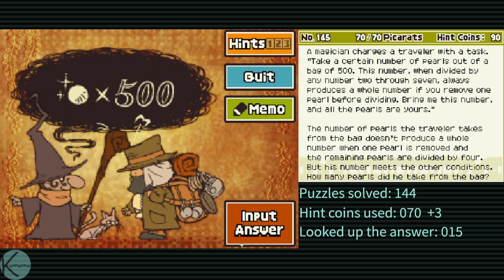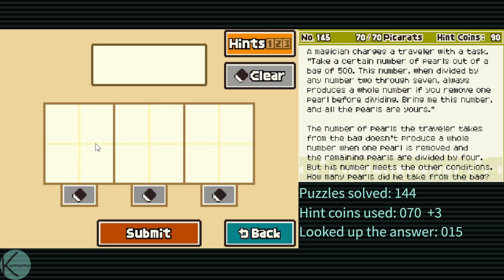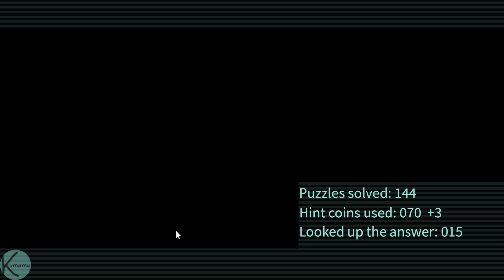Apparently, the internet tells me that the adventurer brought back 200. That's a 7. 200. That's not a 4. 2, 1, 1. And if you got that answer, congratulations.